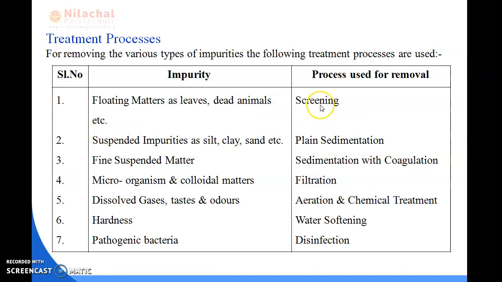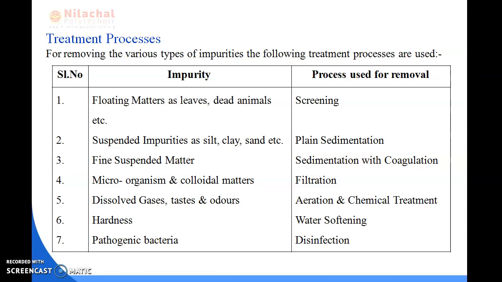You can check here, the screening process is used for the removal of floating matters such as dead animals, leaves and polythene bags. You can also say polythene bags and dead plants and animals. Okay, so the screening process is used for these impurities. And the next one is plain sedimentation. Plain sedimentation is a process used for removing silt, clay, sand.